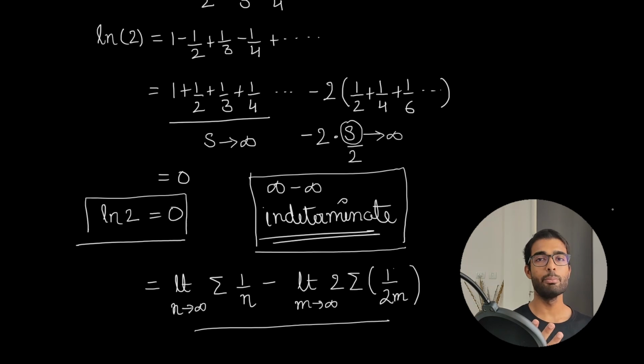Now there might be many times when you encounter similar kinds of proofs, and now you can have an idea what is the most probable mistake that we are making. If this is correct, then ln2 should be equal to 0, which is absolutely not correct.